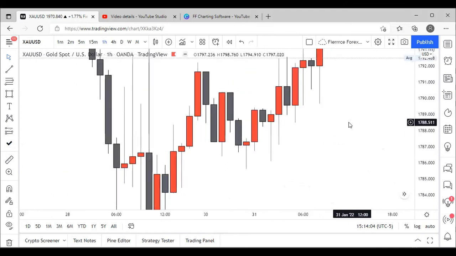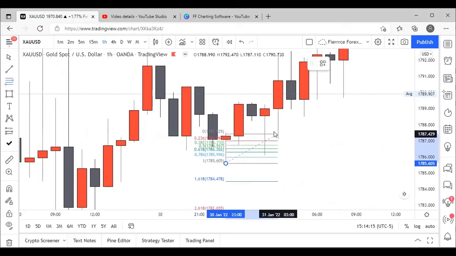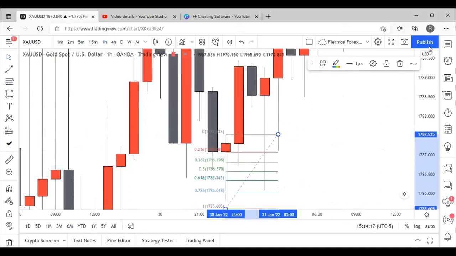Okay, let's look at, I'm just going to pick a random candlestick. This is a bullish candlestick. I'm going to take my fib from the low to the high here. Okay, there. Now, what do I see?